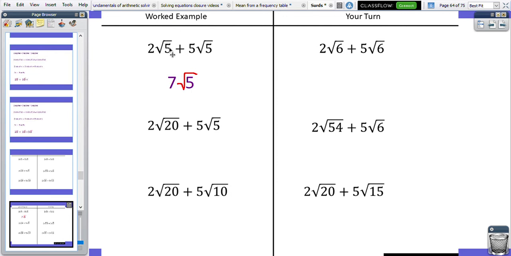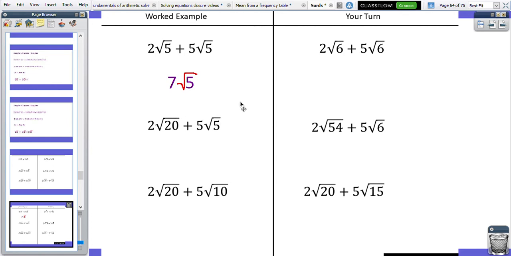So when you're adding together the same surd, you can kind of treat it like an x, like you do in algebra. 2 lots of root 20 plus 5 lots of root 5. At the moment, my surds are different. I have a root 20 and I have a root 5.